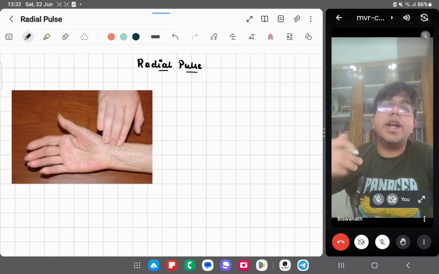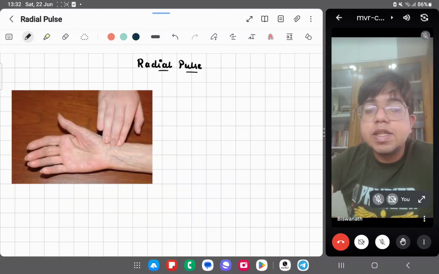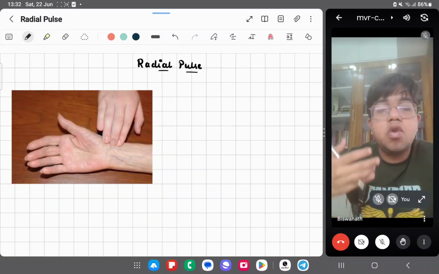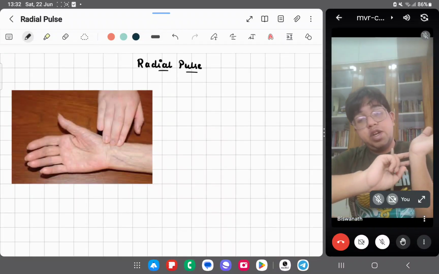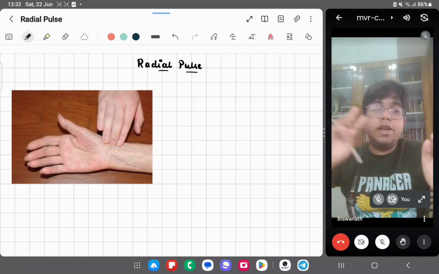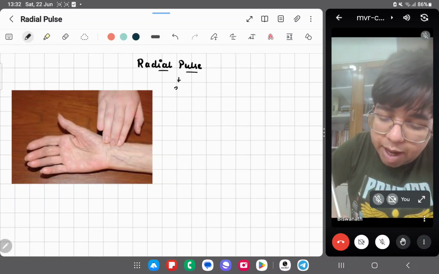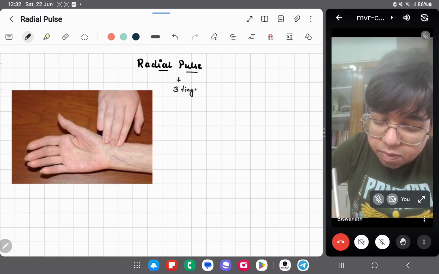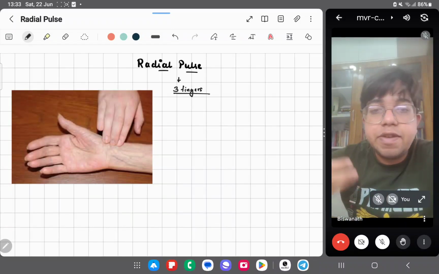So radial artery is palpated by three fingers. Basically, if you google the images of radial pulse and how to feel the radial pulse, they will show you like they are putting two fingers only. Okay, that is incorrect. The three fingers are used for palpation. So radial pulse is only palpated by three fingers. Just understand this. And these three fingers have specific importance.